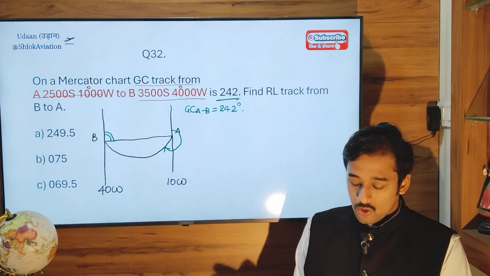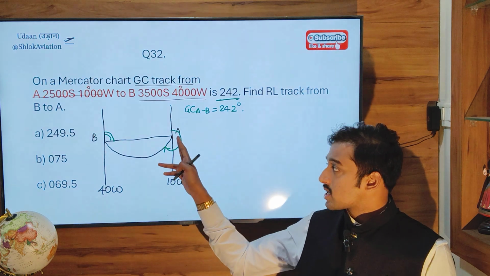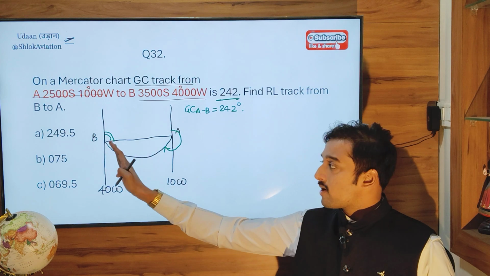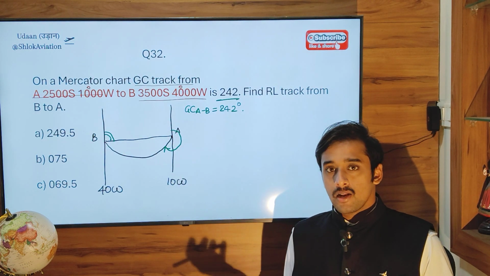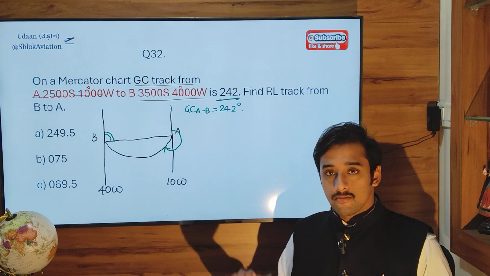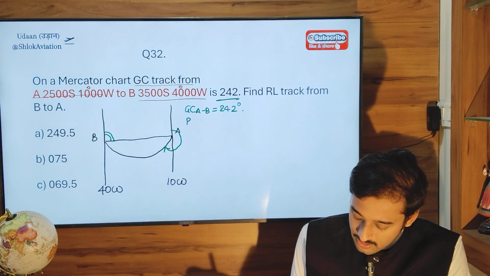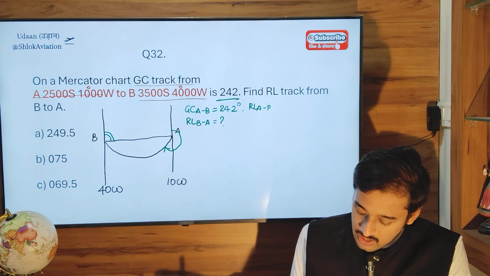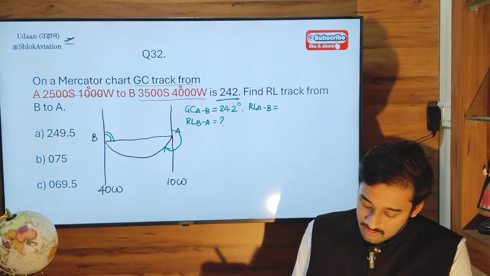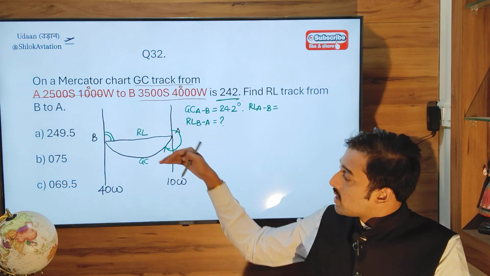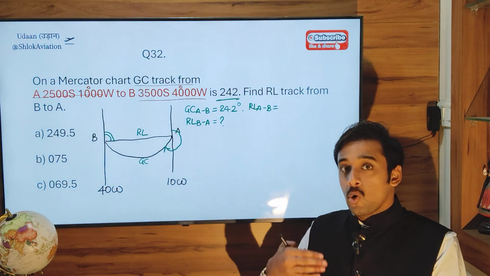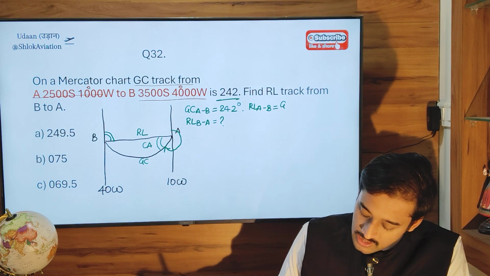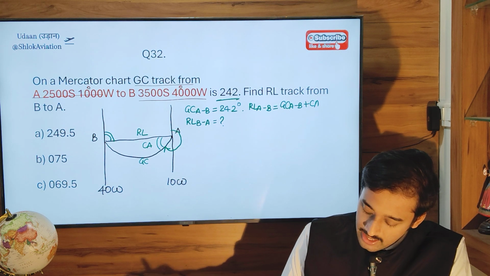To find Rhumb line from B to A, we will first find Rhumb line from A to B. If we know Rhumb line from A to B, it will be easy to find Rhumb line B to A. In simple words, Rhumb line B to A will be reciprocal of A to B. Rhumb line A to B is nothing but the right of great circle track, so it will be more than the great circle direction by this convergency angle. So Rhumb line A to B is great circle A to B plus convergency angle.